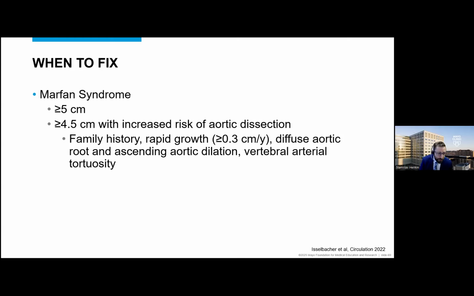For Marfan syndrome, it is different. It is 5 centimeters or above if you don't have any high-risk features. But if you have high-risk features, including family history, diffuse ascending aortic dilation, and vertebral artery tortuosity, so that's why I get that one-time screen, 4.5 centimeters or above.